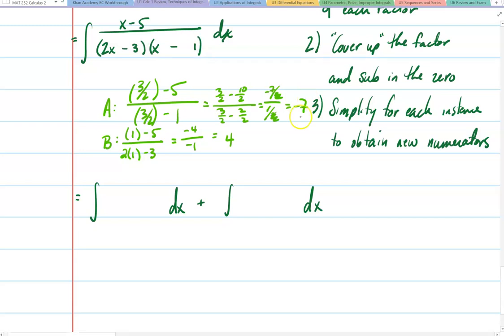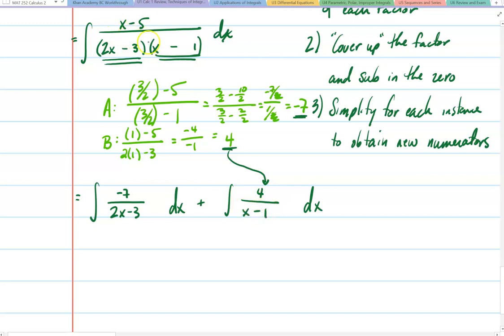This a value that was obtained becomes the new numerator of a fraction over top of the factor that was used to obtain it, over 2x minus 3. And the b value that we obtained, 4, becomes the new numerator over the fraction of the second factor that we used to obtain it.